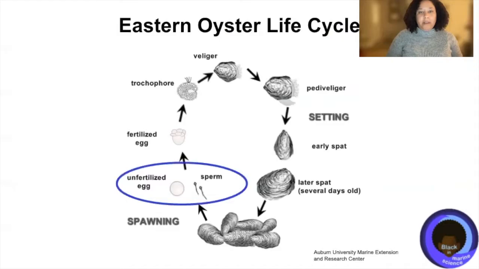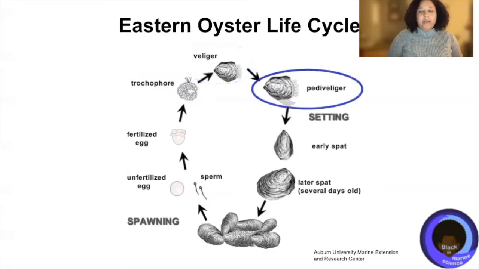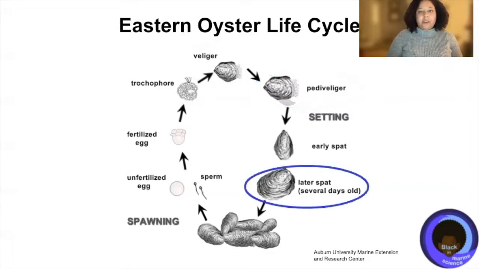Mature oysters spawn, or release eggs and sperm into the water column. The sperm fertilize the eggs, which develop into larval trochophores with hair-like cilia for traveling throughout the water column. They continue to develop into veliger larvae with a shell and a foot for moving around on the hard bottom. Pediveliger larvae have a well-developed foot and eye spots to help find a suitable location to settle. Finally, spat have settled and attached to the hard bottom.